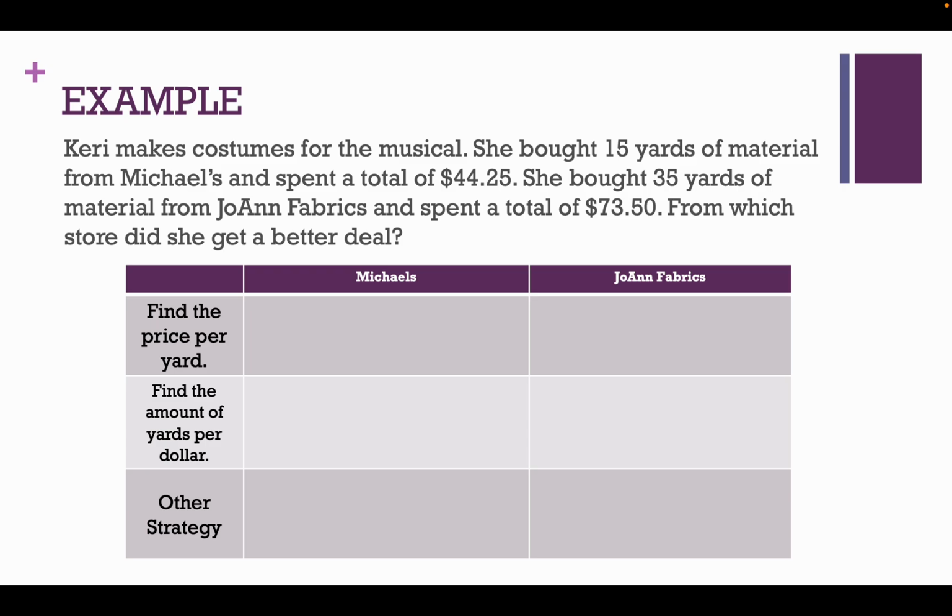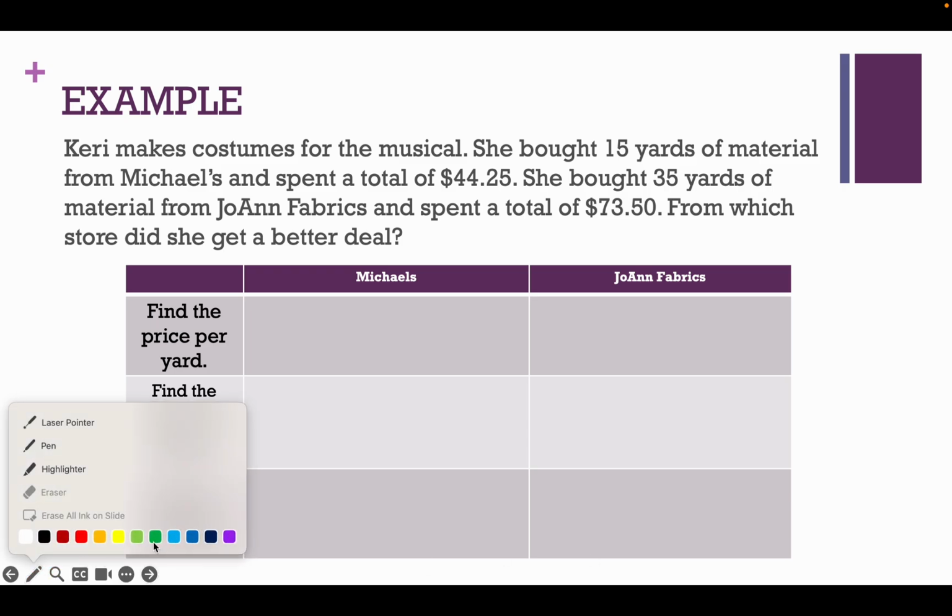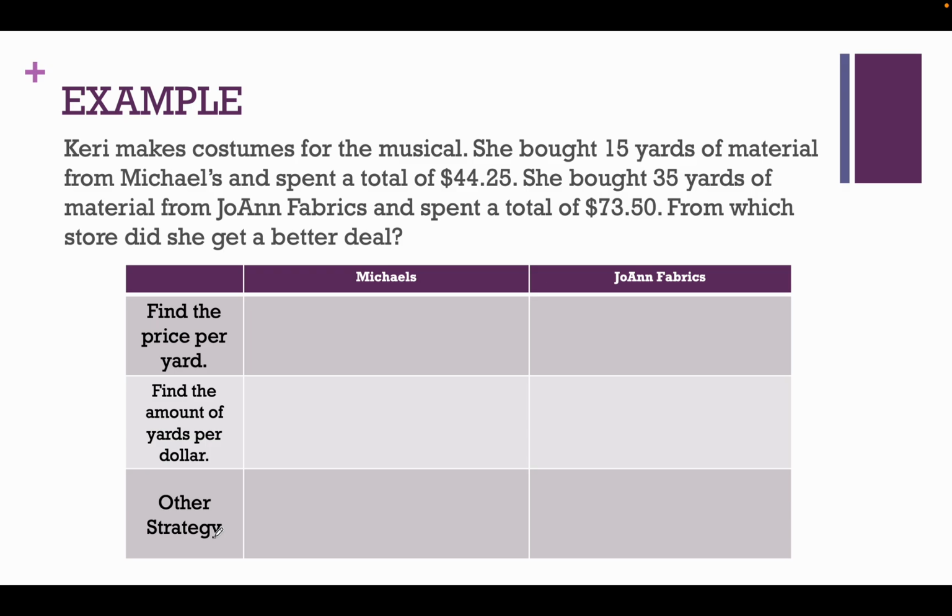There are a few ways to answer this question, and I want to look at and compare the different options. The most common for looking for a best deal with money is the first option, which is finding the price per yard. So when we're looking for the unit rate of price per yard, we are going to do the price divided by the number of yards. Take a minute to do that for both Michaels and Jo-Ann Fabrics.